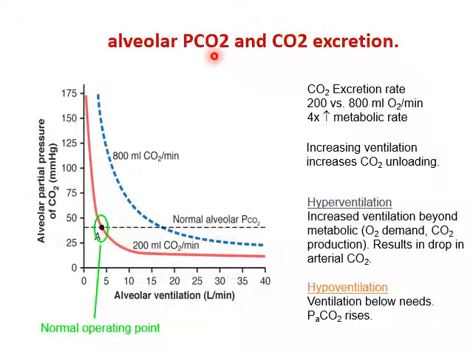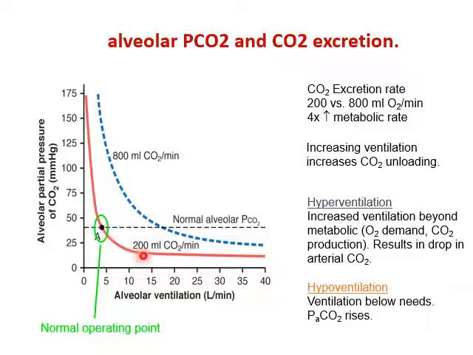Now, similar to what we mentioned about CO2, let's see what's the relation of partial pressure of CO2 in the alveolar air and the rate of ventilation. This is the normal operating point. We usually produce 200 ml of CO2 under normal condition. And if the rate of alveolar ventilation is 5 liters per minute, then the partial pressure remains about 40 millimeters of mercury right here.